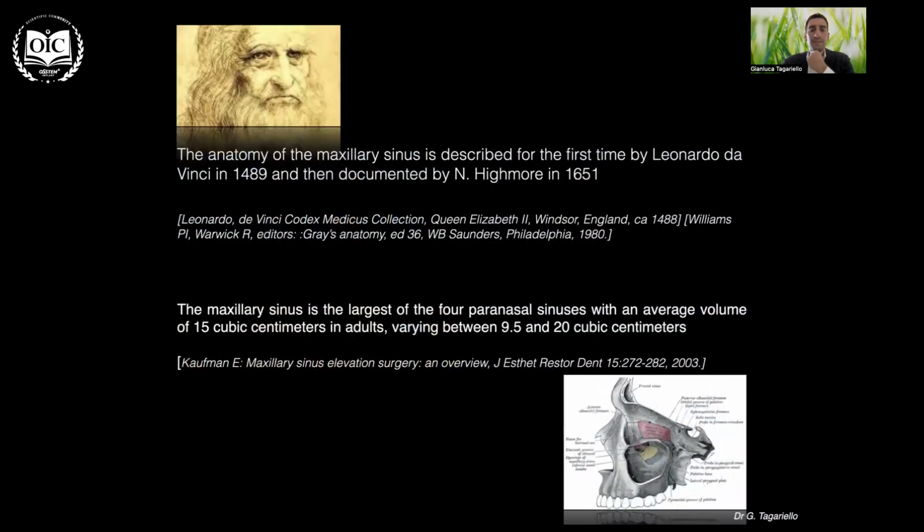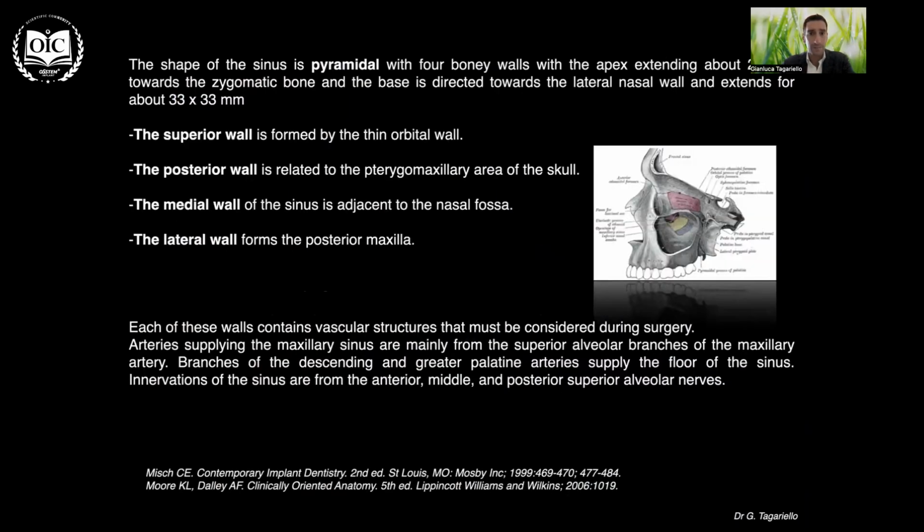The anatomy of the maxillary sinus was described for the first time by Leonardo da Vinci in 1489 and then documented by Highmore in 1651. The maxillary sinus is the largest of the four paranasal sinuses with a volume between 15 and 20 cubic centimeters. The shape is pyramidal and the superior wall is formed by a thin orbital wall. The posterior wall is related to the pterygomaxillary area of the skull. The medial wall is adjacent to the nasal fossa, and the lateral wall forms the posterior maxilla.